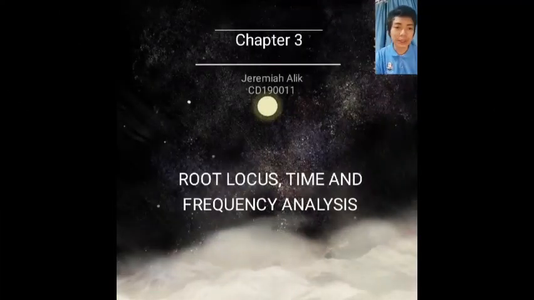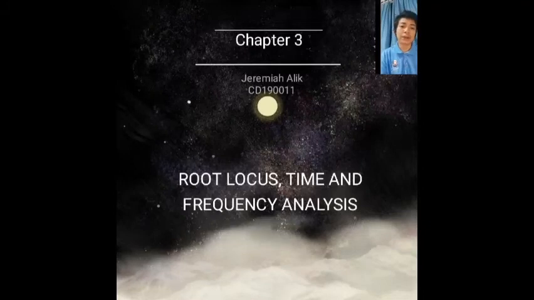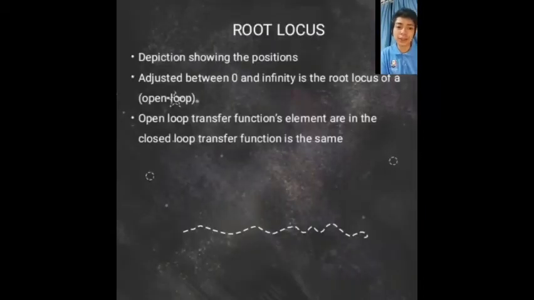Hello, my name is Jimmy Alec James Bailey, talking about chapter 3, which is the root locus time and frequency analysis. A root locus is a depiction showing the position locus of all potential closed loop poles with some parameter, commonly a proportional gain labeled as k, adjusted between 0 and infinity. It is the root locus of an open loop transfer function, also labeled as H(s).